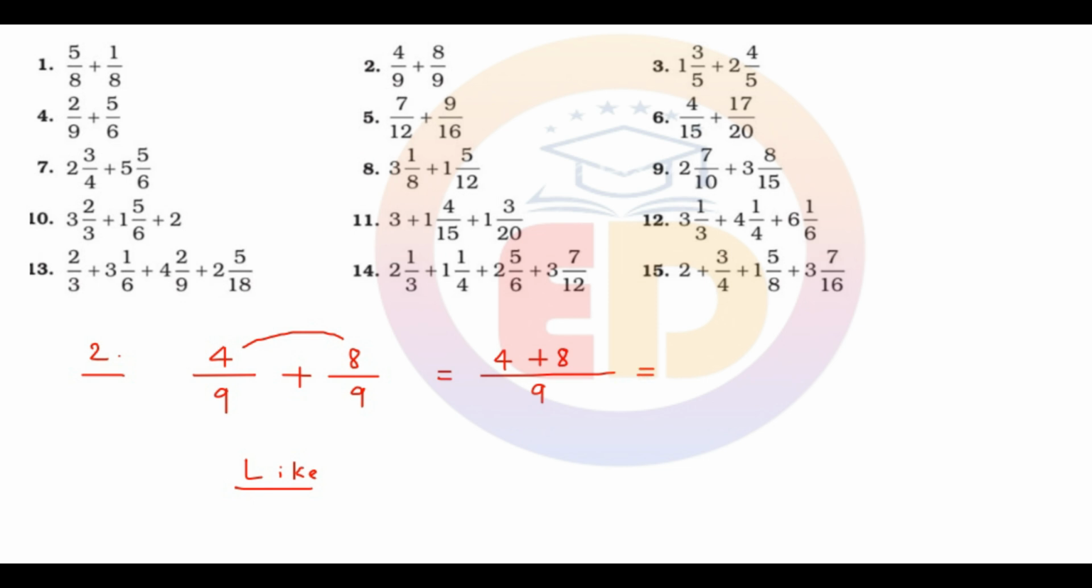Simply add the numerators 4 plus 8. 4 plus 8 is 12 upon 9. 12 and 9 can be converted to the lowest term. They both come in the table of 3, so divide them by 3. 3 4s are 12, 3 3s are 9. Our numerator is 4, denominator is 3. Our answer is 4 upon 3.